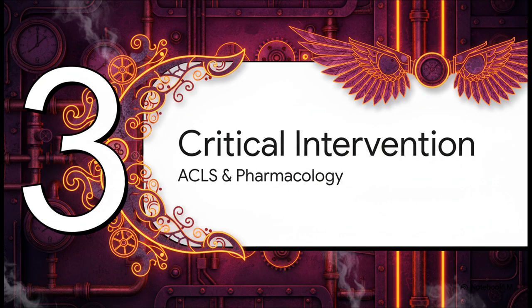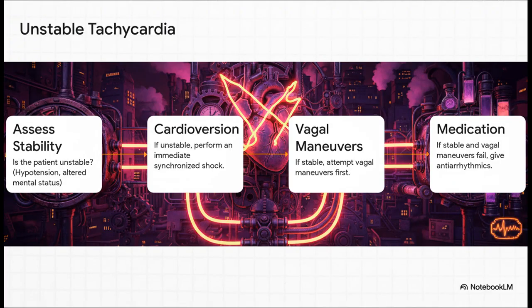Okay, diagnosis is in. Unstable ventricular tachycardia. Now, we flip the switch from diagnosis to intervention. It is time to act, and we're going to follow the protocols that we know save lives. The ACS algorithm is our roadmap. And the very first question, the one that changes everything, is, stable or unstable? Well, our patient is clearly unstable, hypotensive, losing consciousness, so that means we skip the meds for now.